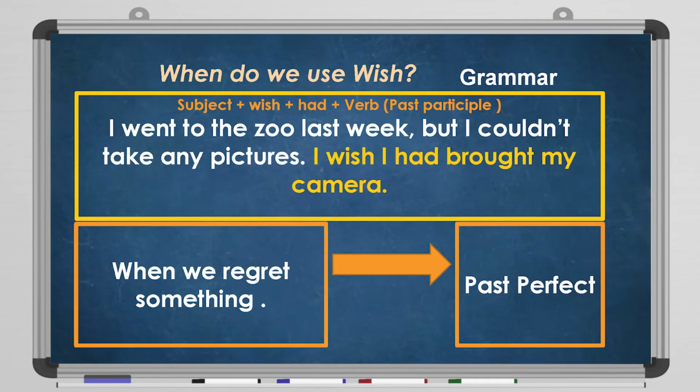If I wish that I did something differently in the past, when I regret something, I will use the past perfect in expressing my regret using wish. For example, when I say, I went to the zoo last week, but I couldn't take any pictures. I wish I had brought my camera. So just remember that when the situation is in the present, I will use wish with the past simple. And when the situation is in the past and I'm regretting it, I will use wish with the past perfect.